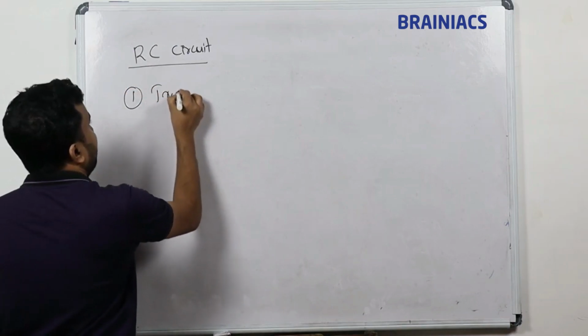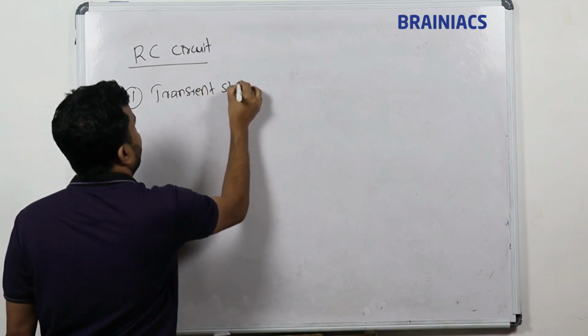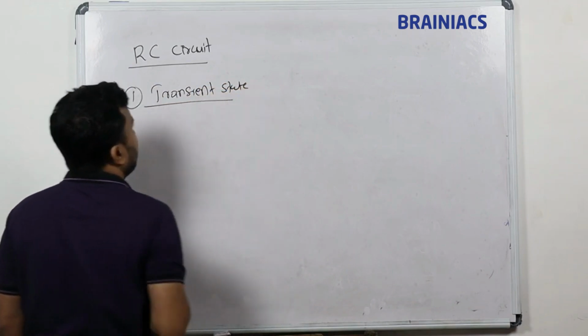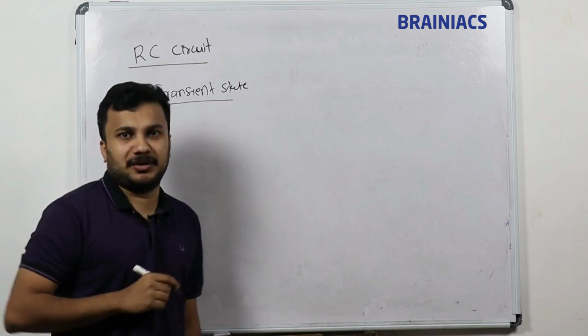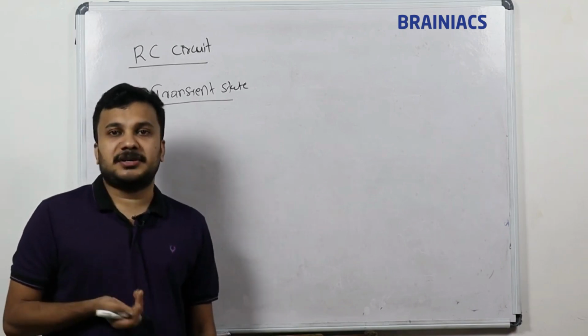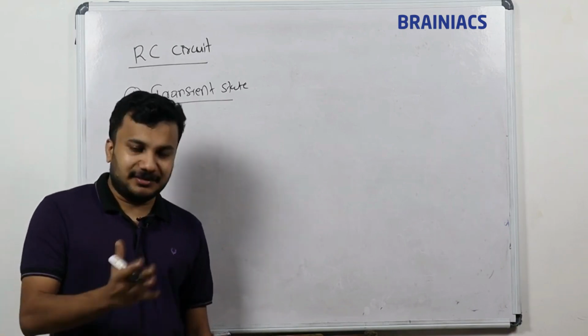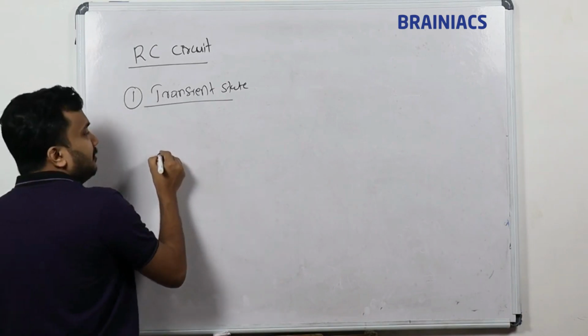Let's start with the first one. The first category is based on transient state. Let me take an example so that this statement is clear. Transient, the English word meaning, is sudden changes. All sudden changes are called a transient, just as transition is the noun form. So let me take an example.